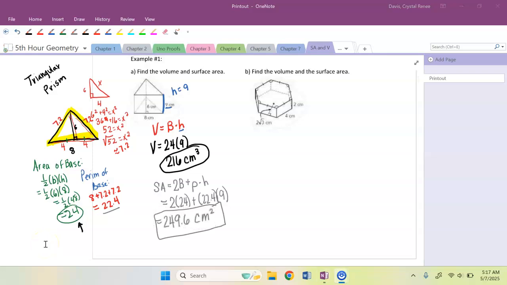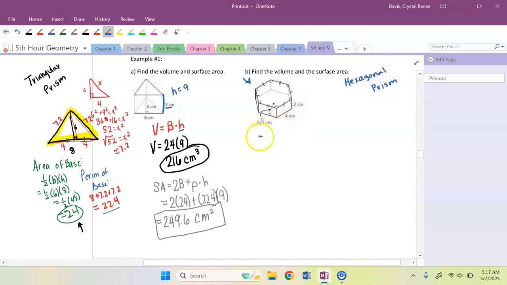All right, now I want you to pause this video and try to calculate the surface area and volume of this shape over here. Well, first of all, the shape has 1, 2, 3, 4, 5, 6 sides. So we would say it's a hexagonal prism.